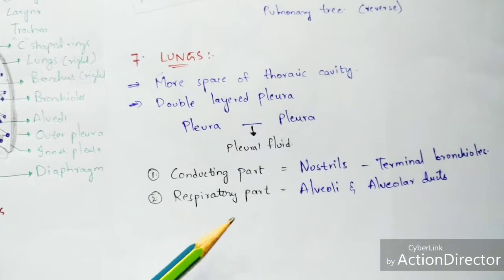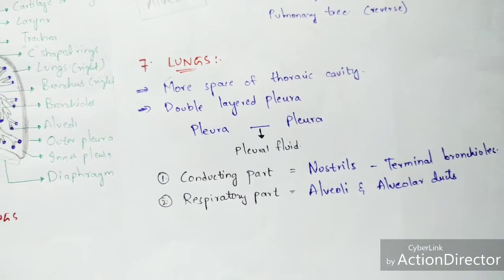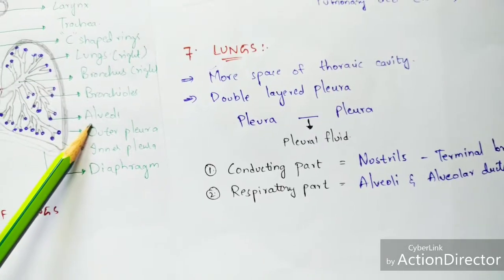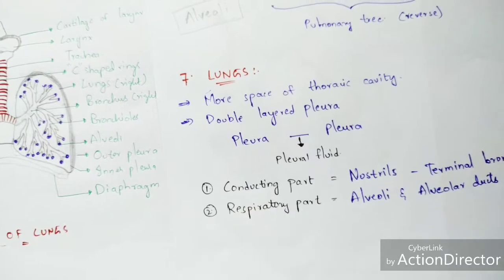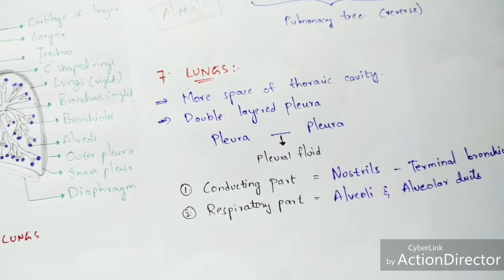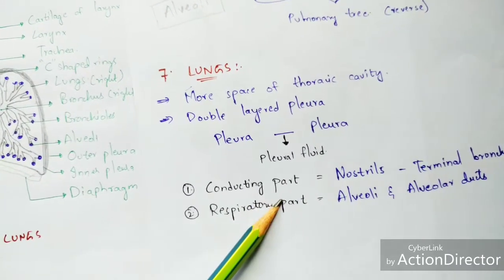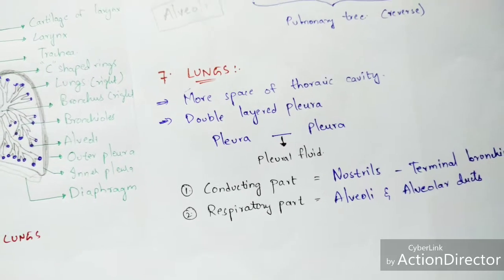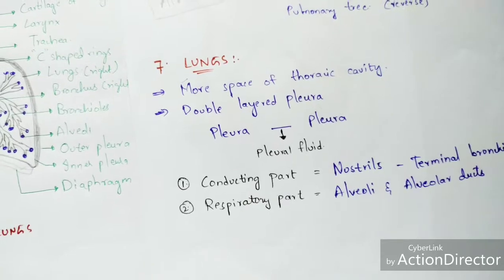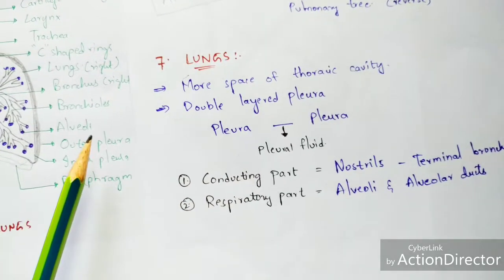Coming to the respiratory part, it consists of alveoli as well as alveolar ducts. I have explained that alveoli, right? Up to the conducting part you can see with the help of your naked eye itself, but the respiratory part you cannot see with your naked eye, you can see it only with the help of an electron microscope. Okay, and this is about the respiratory system. So now let us discuss along with the diagrams.